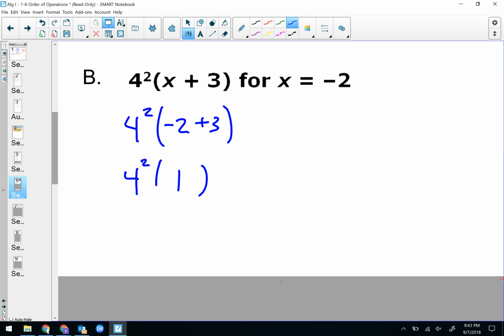Now remember that this is multiplication on the outside. A lot of people think, oh, I see parentheses, I must multiply that first, which is just not true. I got to take the 4 squared first, 16, then multiplied by positive 1 to get 16. There's my answer.